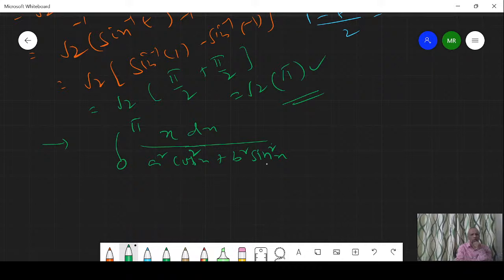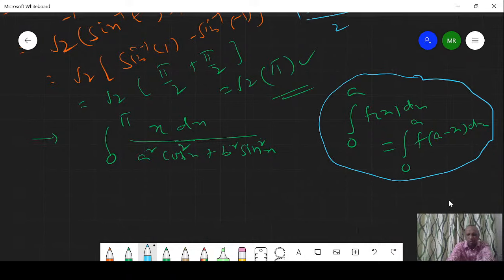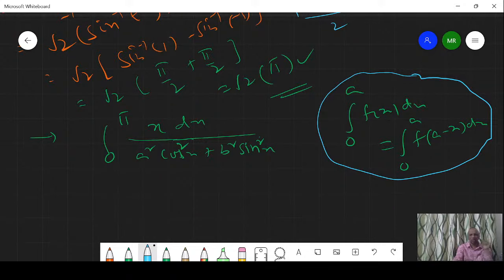Whenever you see a cos square or sin square term in the problem, always take cos square x common. And whenever you see x in the numerator, preferably you can use the P4 property: integral 0 to a of f of x dx is equal to integral 0 to a of f of a minus x dx. Preferably you can use this whenever you see x in the numerator.